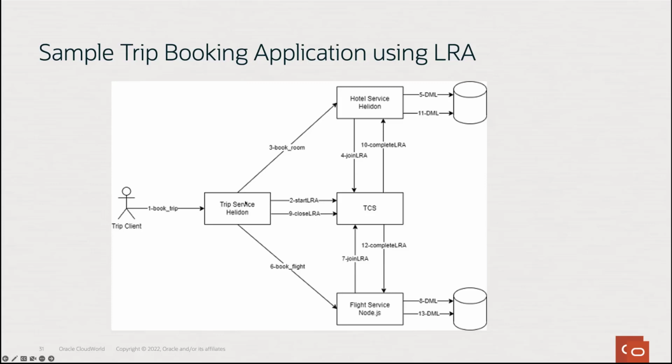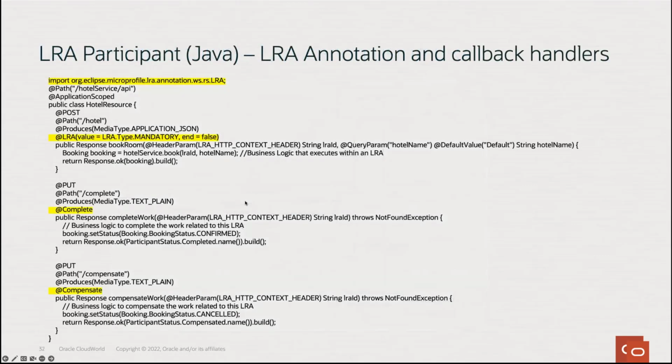So now let's take a look at the sample code for a LRA participant. In the case of LRA participant microservices in Java, the LRA annotations as defined in the Eclipse microprofile LRA specifications must be used. The participant application annotates JAX-RS resource method with the LRA annotation, which determines whether the method will run in the context of an LRA. The participant application should also provide other methods annotated with the complete and compensate annotations. So these methods will be invoked when the LRA is subsequently closed or canceled. So this is what is required on a participant application for LRA.